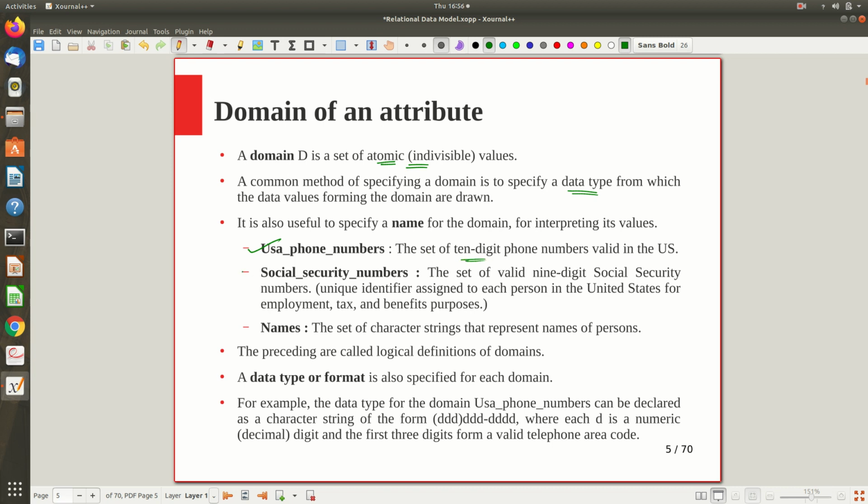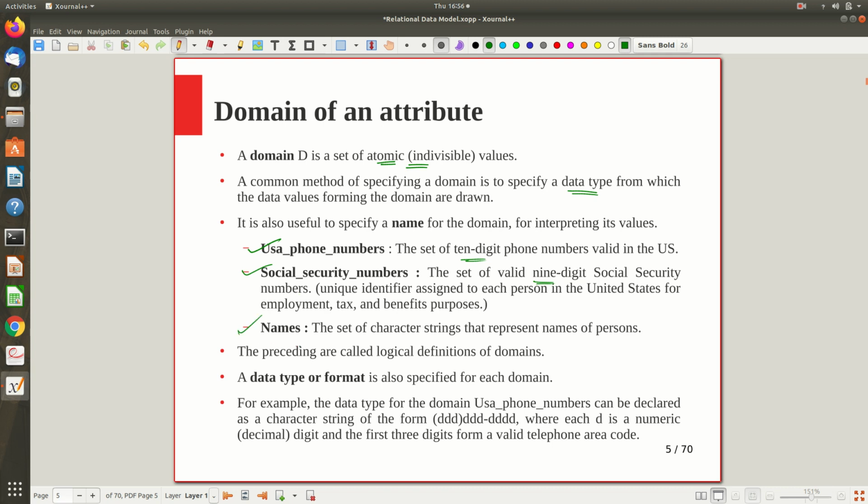Then you may have heard of the social security number, some kind of identification. The set of valid 9-digit social security numbers, which are unique identifiers assigned to each person in the United States for employment, tax and other benefits purposes. Okay, so this is something used in US. Name: the set of character strings, of course, right, that represents the name of a person or a student, whatever it is.